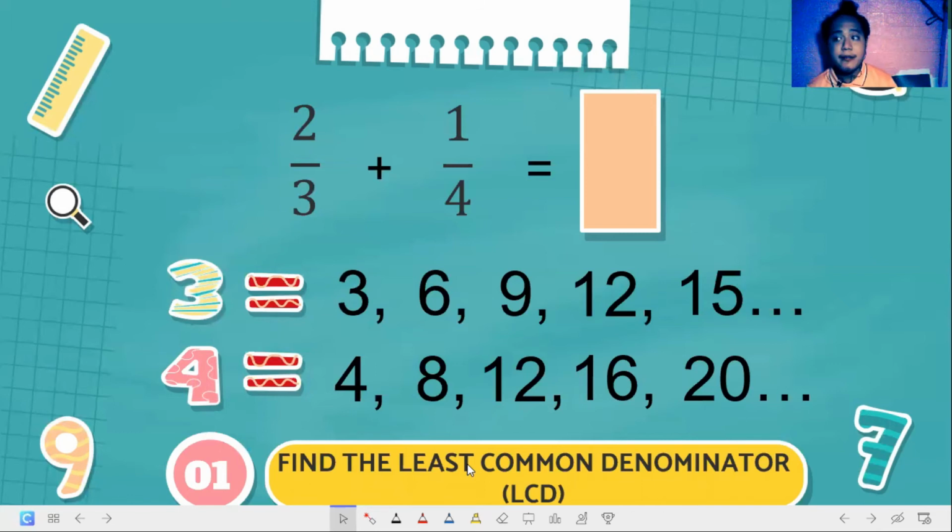Is there any common multiple? Very good. What is it? It is 12. That's why our least common multiple is 12. Thus, our least common denominator is also 12.